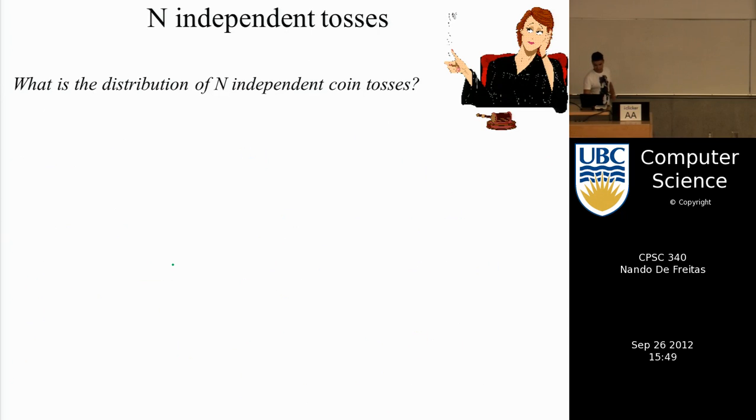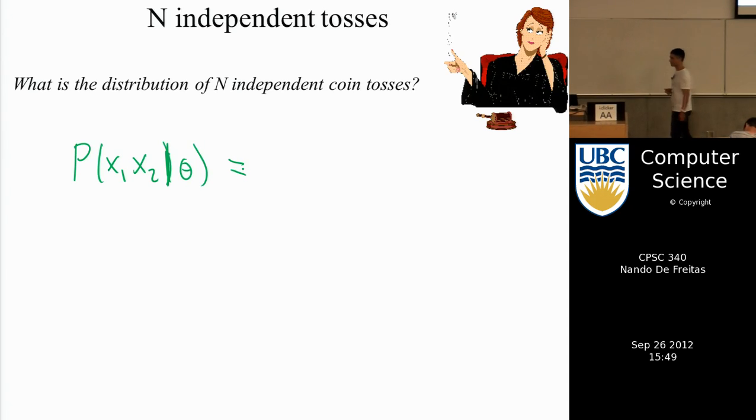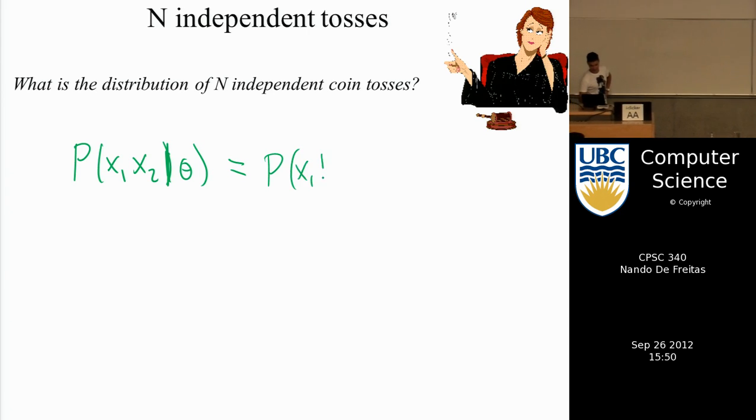One last thing, if you take the same coin and you toss it two times, and the tosses are independent, how does this probability simplify? You multiply them. Independence. If you have two random variables and they're independent, x2 does not depend on x1, so you can drop the x1, and so you just multiply.